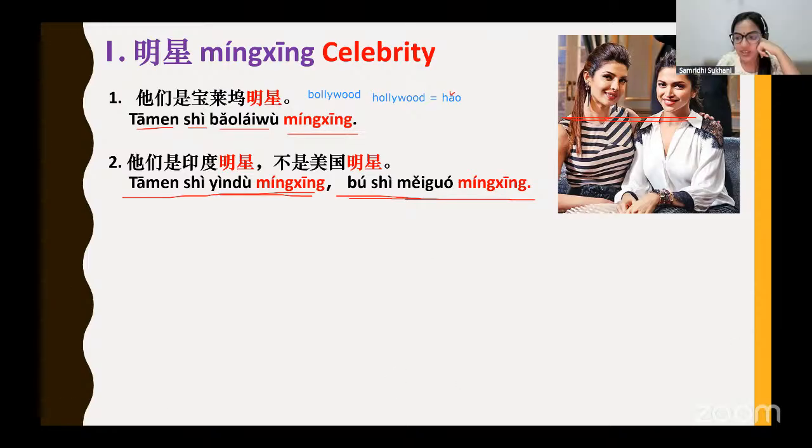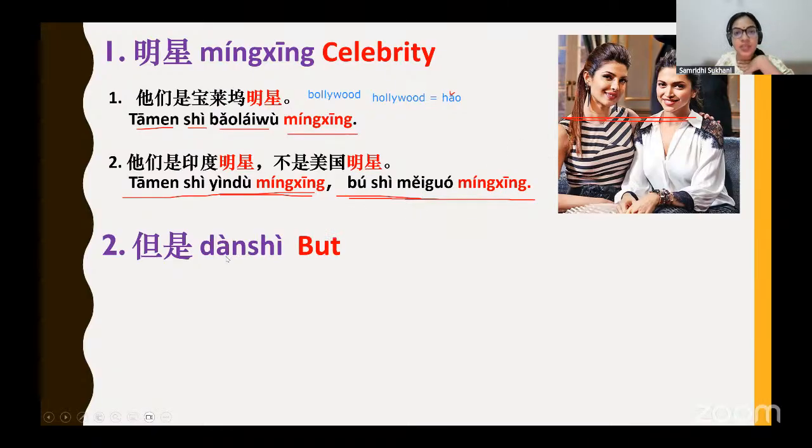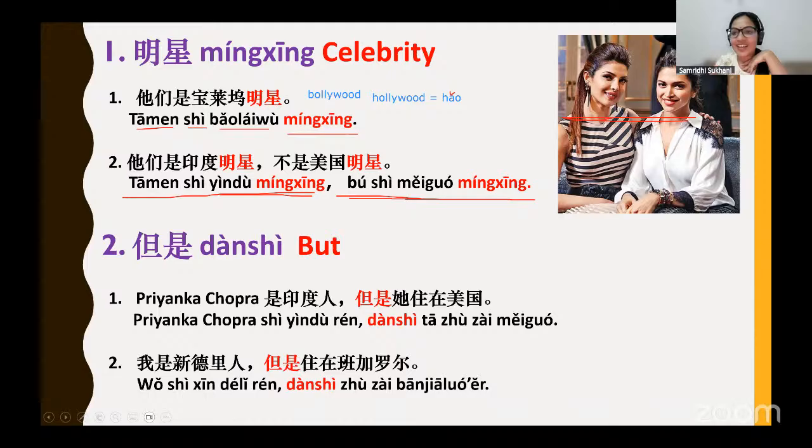好嘞. Okay, let's do another part. Next is the word for but in Chinese. But in Chinese is called 但是. You guys repeat after me. 但是. Please don't say 'she'. Every time you say it, please send me 10 rupees on Paytm. So 但是, not 'tanshi'. 但是. Very good.